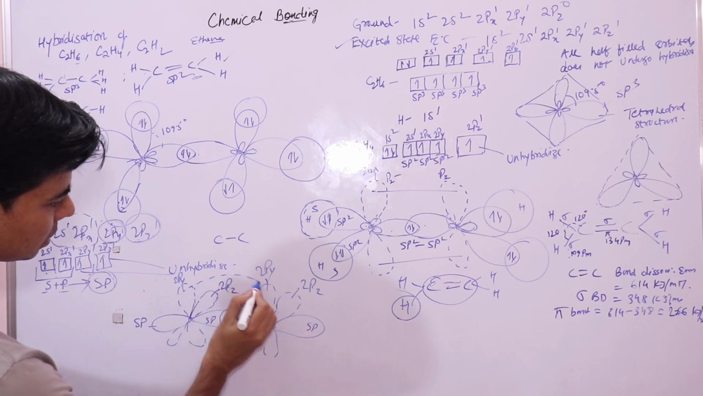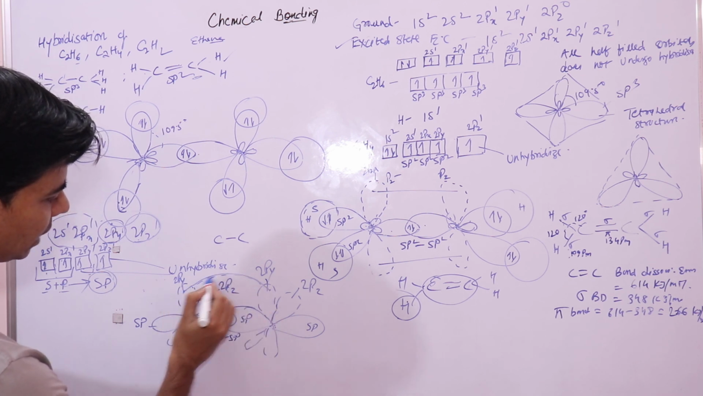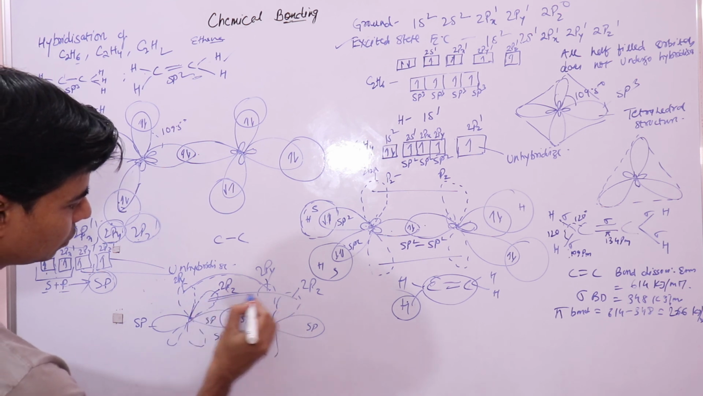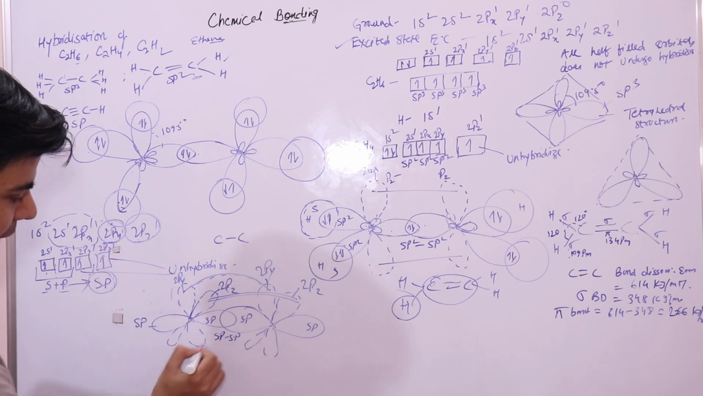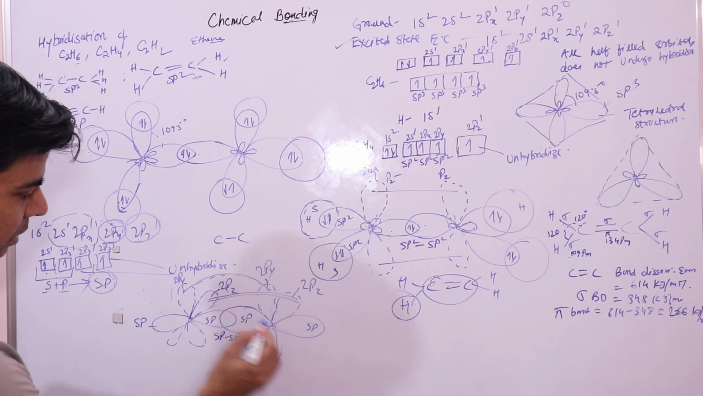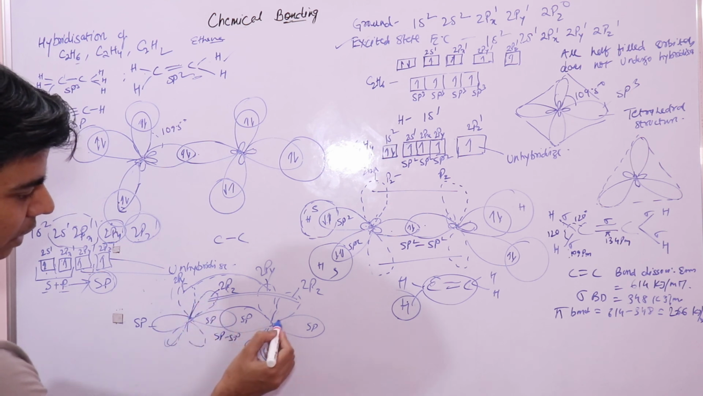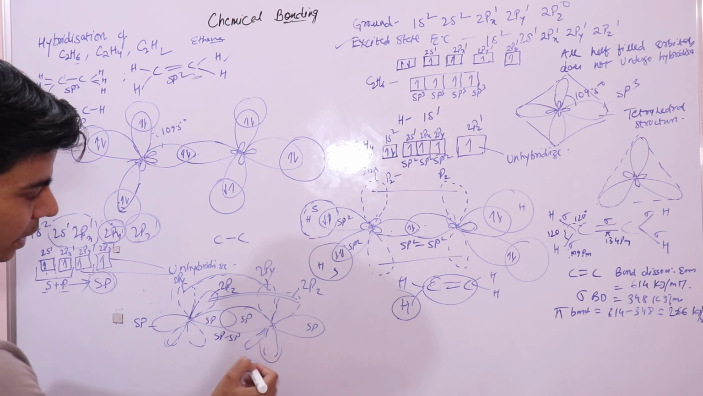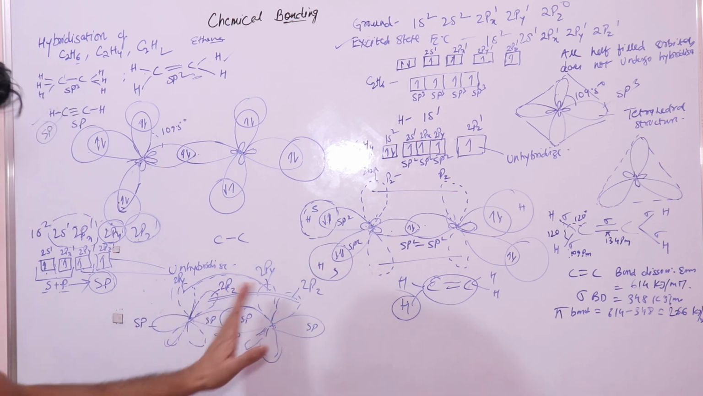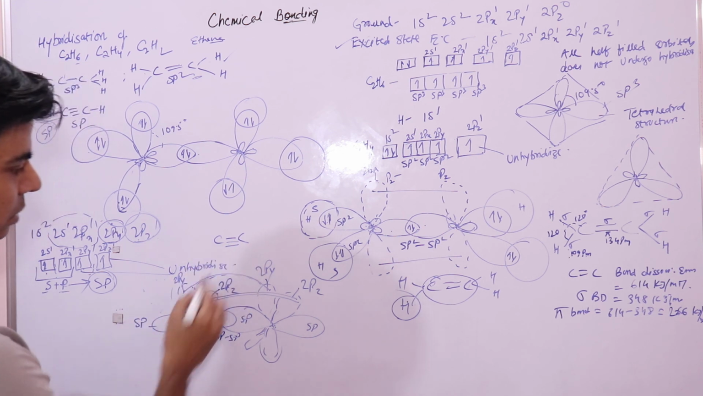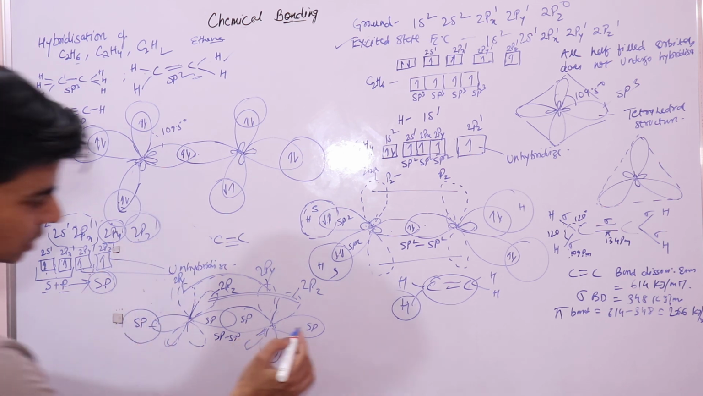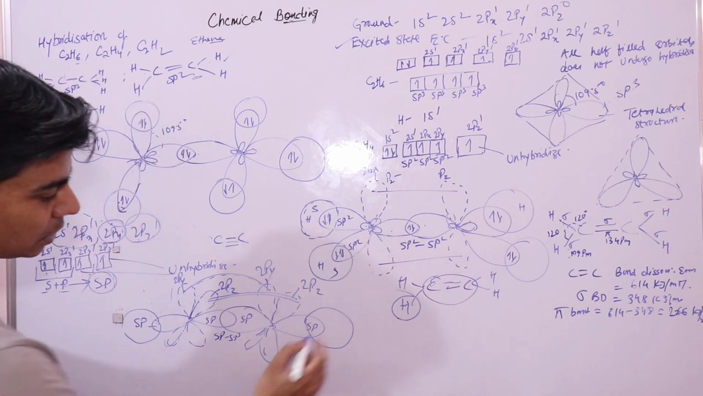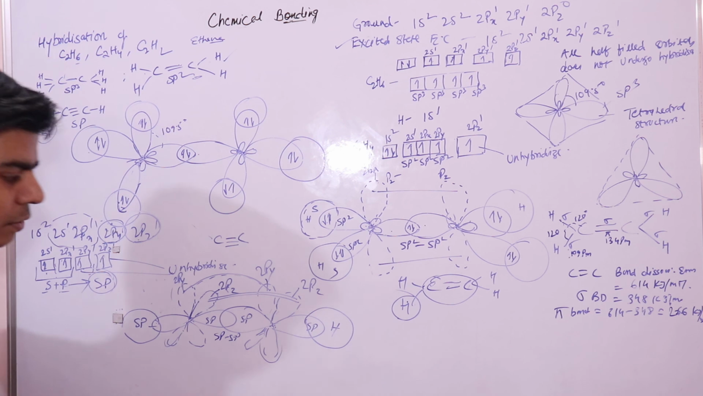These will undergo sidewise overlapping: the 2py orbital of one carbon atom will overlap sidewise with the 2py orbital of the other, and the 2pz orbital of one carbon atom with the 2pz orbital of the other, forming pi bonds. So you have two pi bonds, and this sp orbital will overlap with the 1s orbital of a hydrogen atom. Similarly, this sp orbital will overlap with the 1s orbital of the other hydrogen atom.